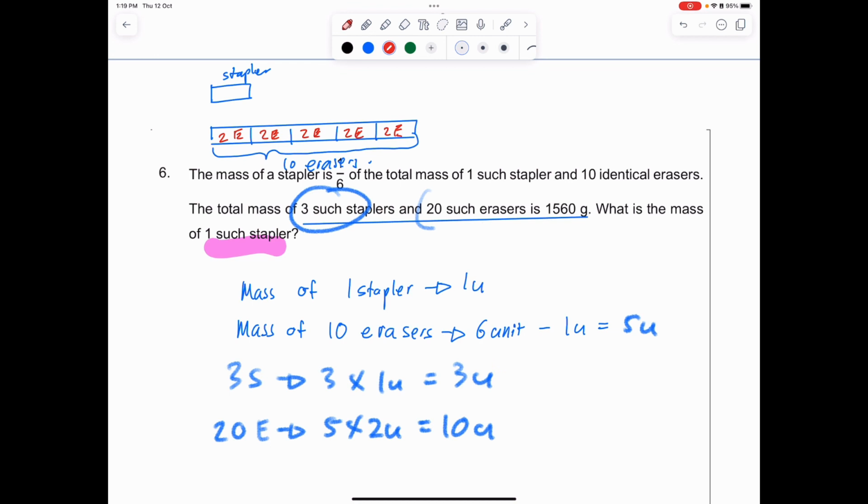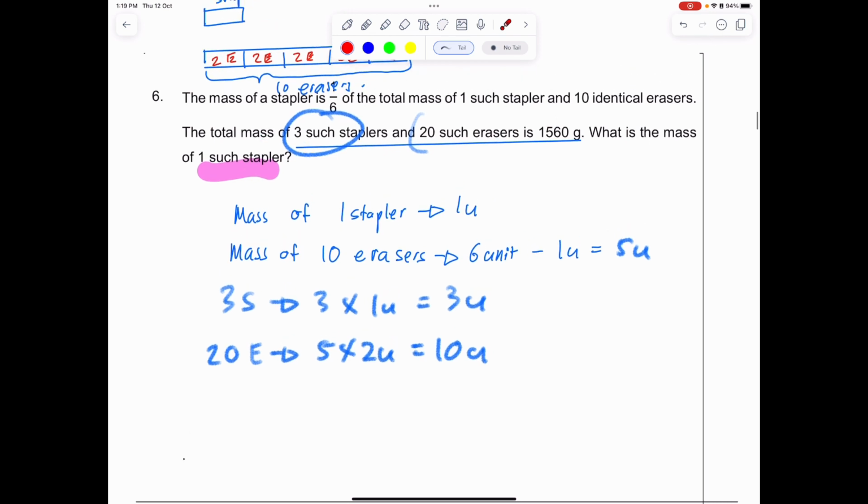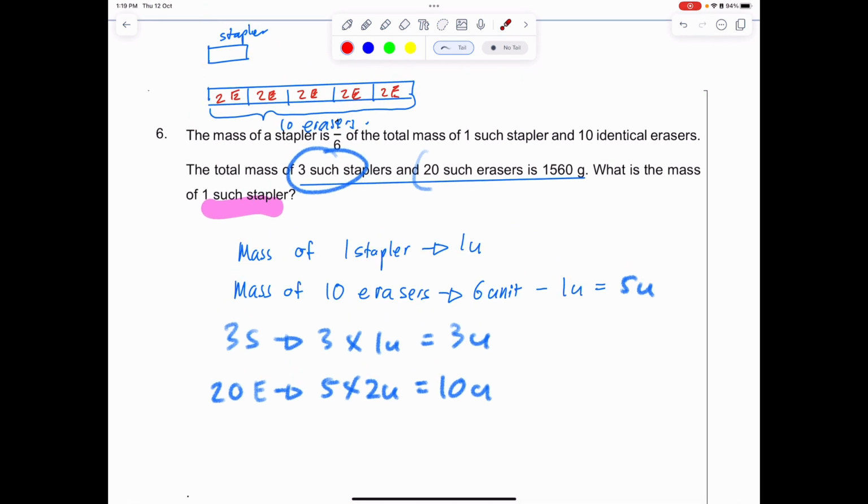So if we want 20 erasers, 1, 2, 3, 4, 5, so we take 5 times 2, correct? Because 10 erasers is 5 units. So if I change this to 20, then I need to take 5 units times 2. So therefore, it gives me 10 units. So the total mass of this is 13 units.